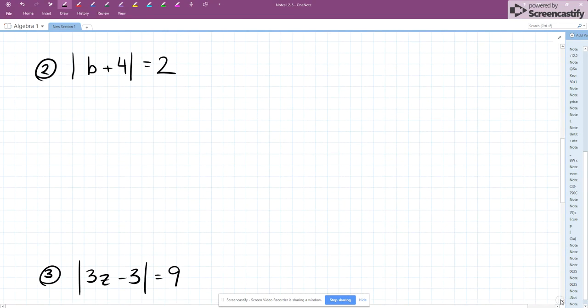Okay, let's try this again. Example number 2. The absolute value of b plus 4 equals 2. Again, you solve the problem that you see. b plus 4 equals 2. You also solve the opposite of that problem, the opposite of b plus 4 equals 2. So let's again begin working on the left. To get b by itself on the left-hand side, you subtract 4. And we get that b equals -2.